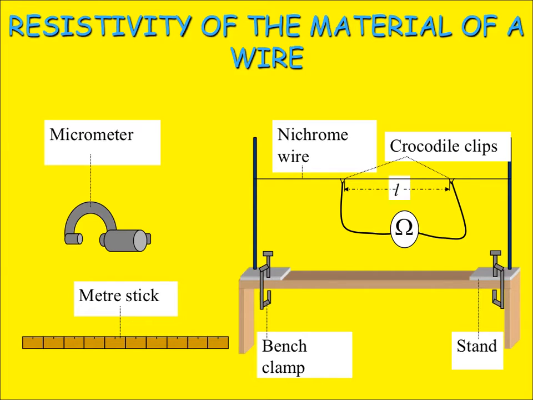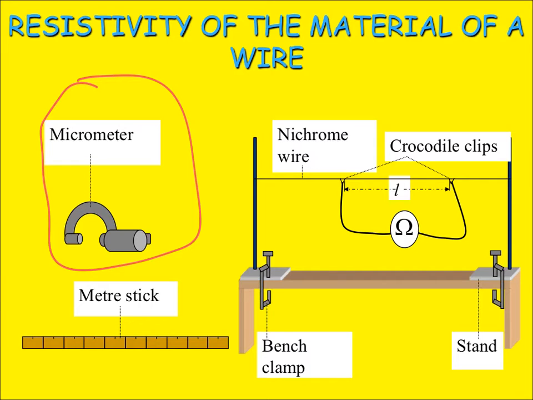Remember, you measure the length with a meter rule and you measure the resistance with an ohmmeter. There's the meter rule, or meter stick, down there on the diagram. We also have a micrometer. Now, a micrometer measures the diameter of the wire. You have to do this in at least 10 places and find the average.